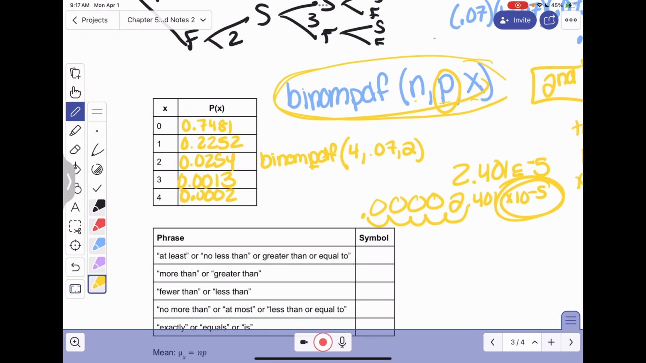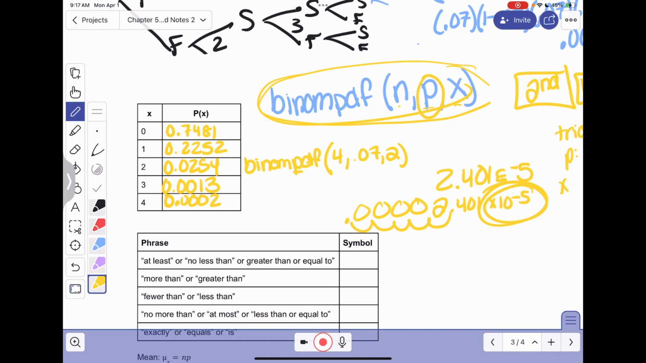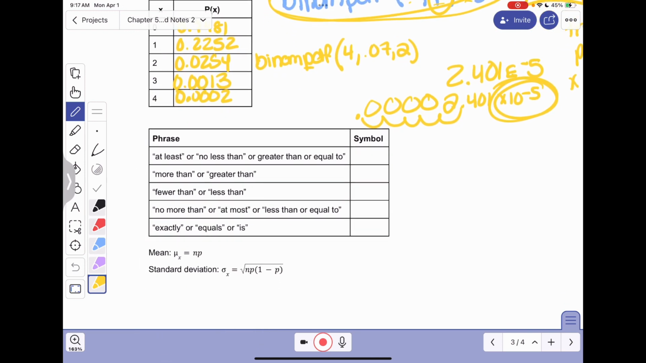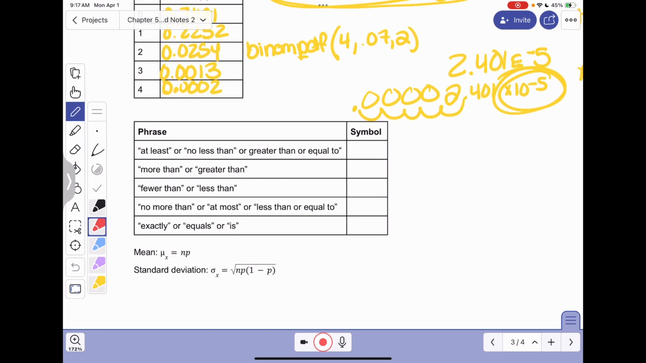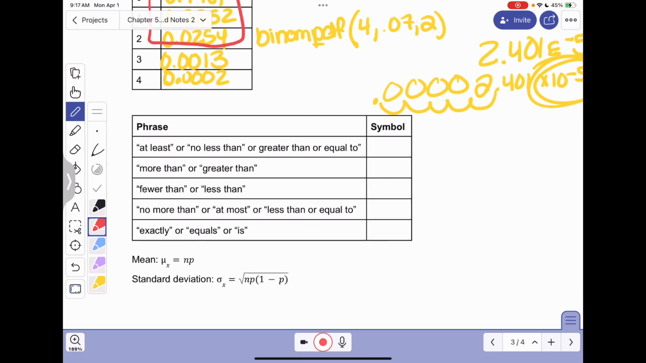Now, that's a lot if we're talking about exact, you have to do it for each trial. So if we were picking 100 people, we'd have to do it for 0, 1, 2, all the way up to 100. Sometimes we want to know like less than 3. Well, less than 3, we'd add all these up. There's also a way to do that on the calculator.